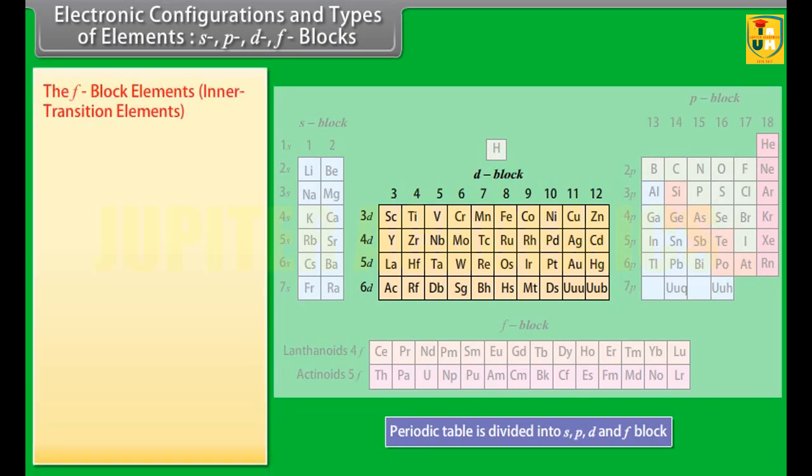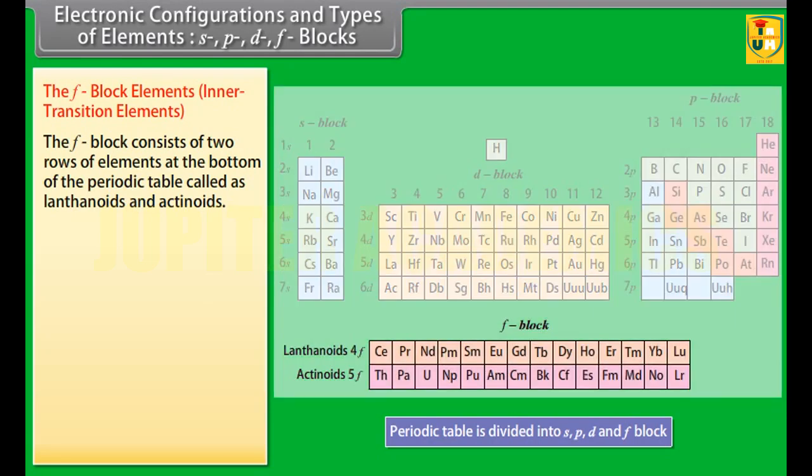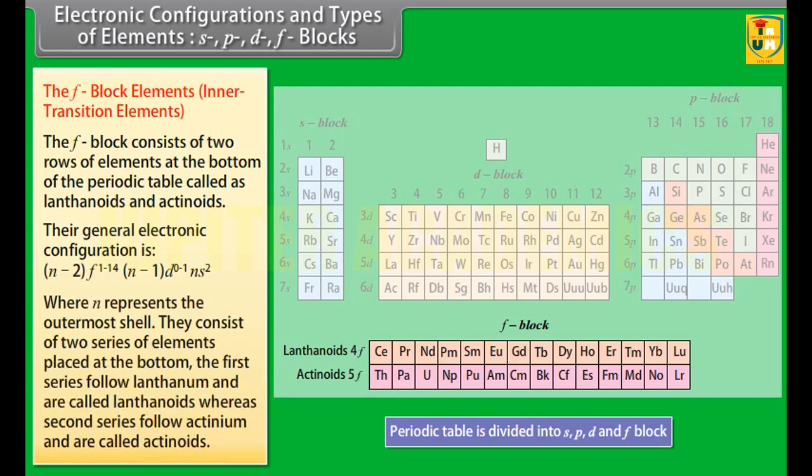The F block elements. Inner transition elements. The F block consists of 2 rows of elements at the bottom of the periodic table called lanthanoids and actinoids. Their general electronic configuration is given, where n represents the outermost shell.